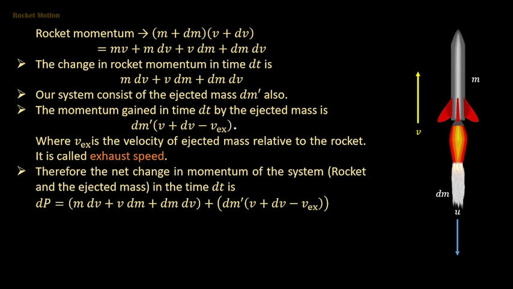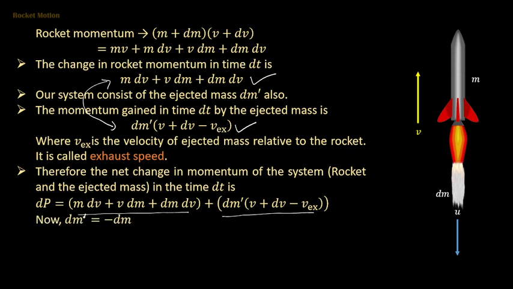So this is the momentum gained by exhaust mass, and this is the change in momentum or the momentum gained by our rocket. So total change in momentum is the sum of these two momenta. Momentum gained by the rocket plus momentum gained by the exhaust mass dm dash. So here we have total change in momentum: the change in momentum of rocket body plus the change in momentum of the exhaust gas.